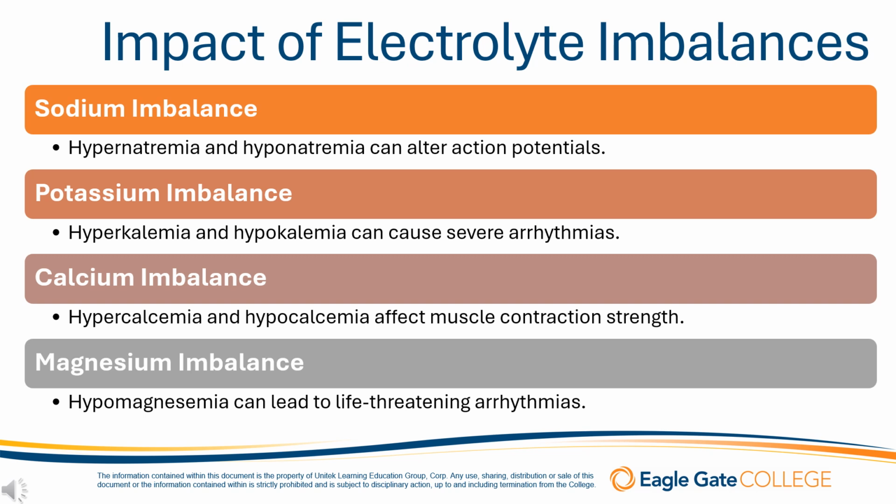Hypomagnesemia occurs when there is too little magnesium in the blood. This can result from alcoholism, malnutrition, certain medications like diuretics, or gastrointestinal losses such as in prolonged vomiting or diarrhea. Low magnesium levels can destabilize cell membranes, leading to increased excitability of cardiac cells and a higher risk of arrhythmias. Hypomagnesemia can interfere with the regulation of calcium and potassium, exacerbating the effects of imbalances in these electrolytes. Clinical hypomagnesemia can lead to arrhythmias such as torsade de pointes, a specific type of polymorphic ventricular tachycardia that can be life-threatening.